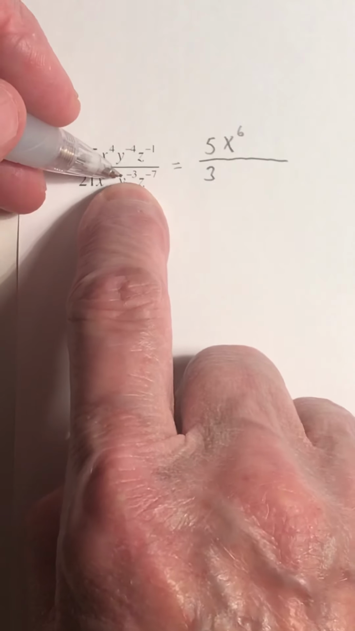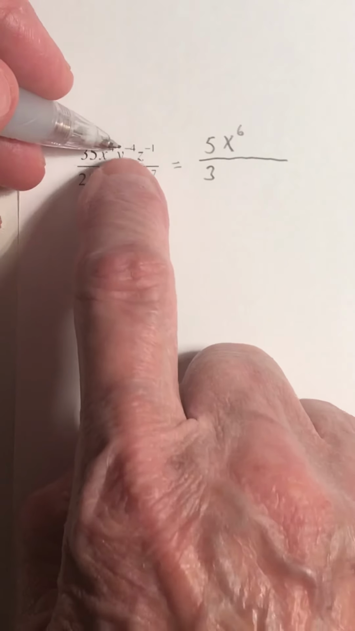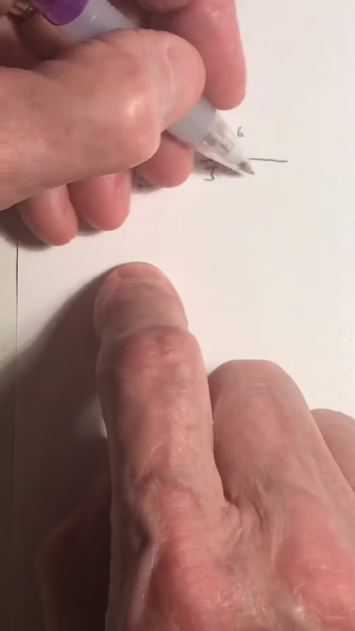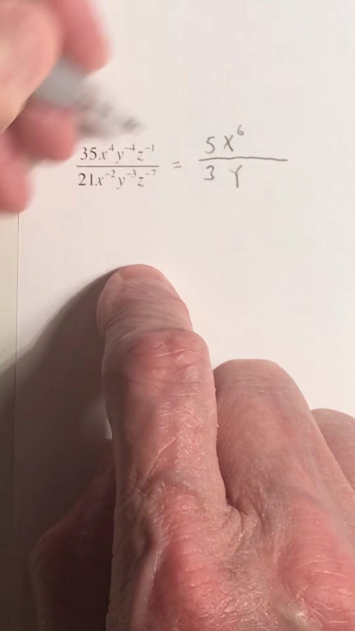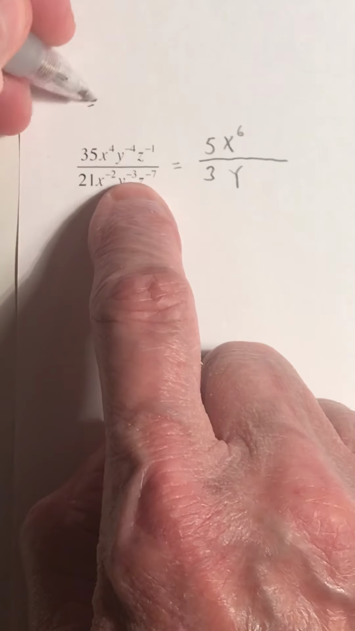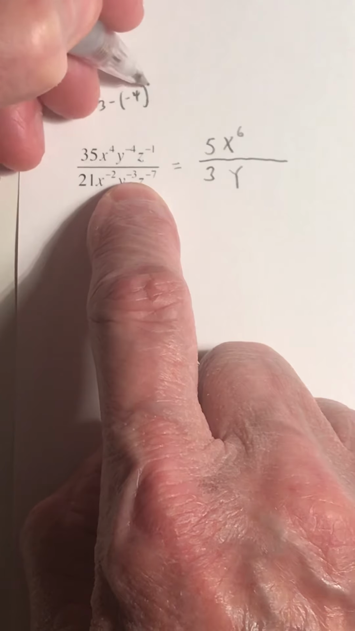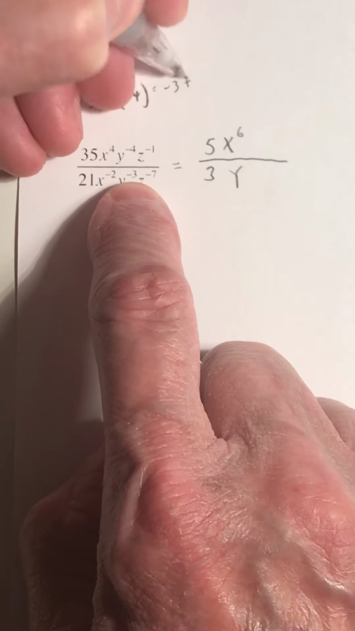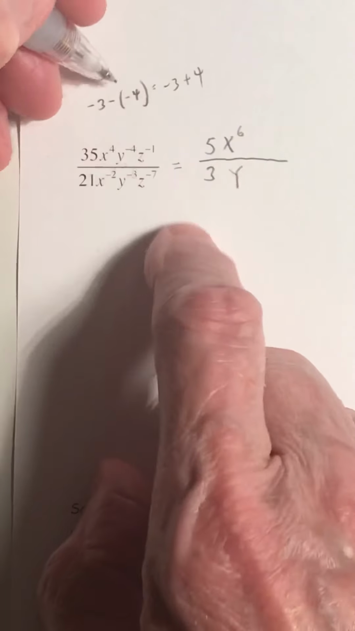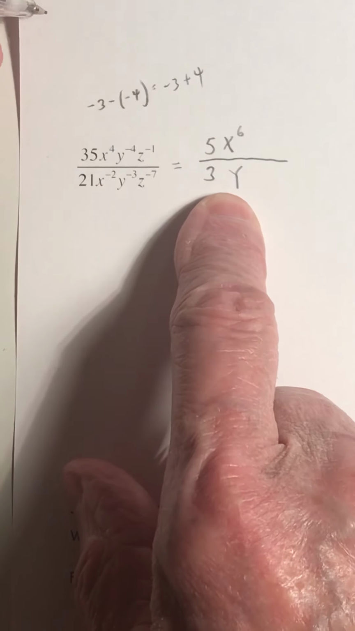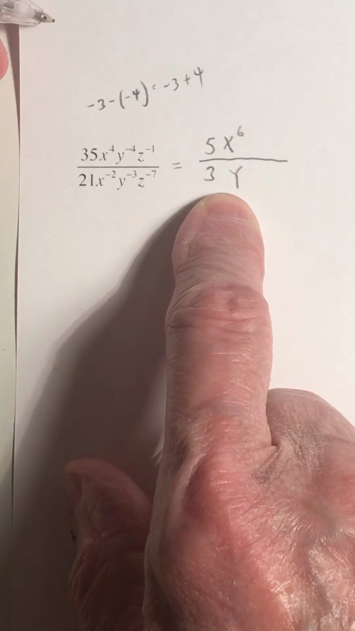Negative 3 is not as far below 0 as negative 4. So negative 3 is the bigger power. It stays in the bottom. And negative 3, take away negative 4, changes to negative 3 plus the opposite, positive 4, which adds up to 1. That's a y to the 1. We don't bother to write the exponent 1.